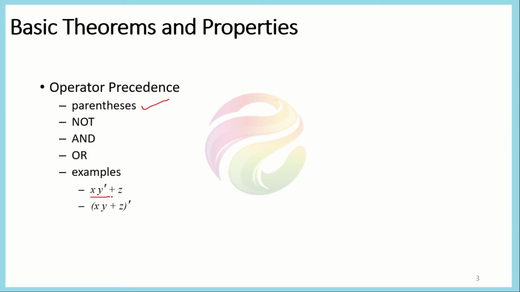Suppose we have an example of this. In this one, we first see that there is no parenthesis involved, so we will solve each part separately. First, we take y complement, because the second precedence is of the NOT operation. Then we perform the operation x dot y. This is our second operation, and in the last one, we OR the results. So we will solve it in this way.